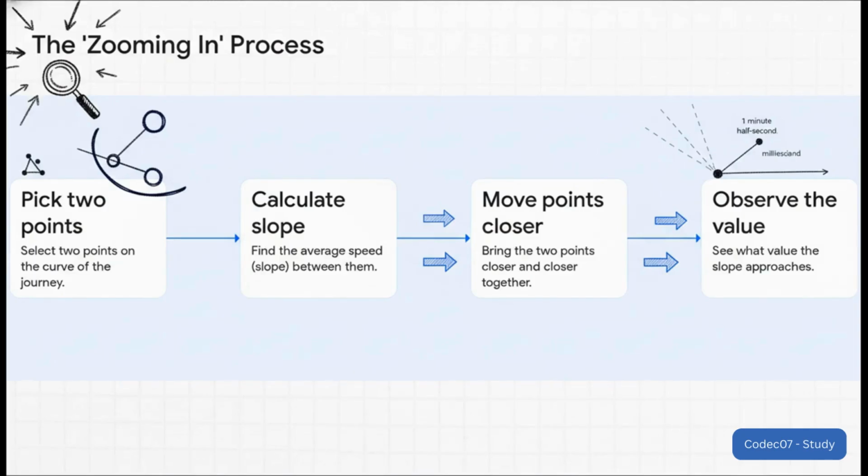So how do we get from an average to an instant? Well, the idea is just brilliant. We zoom in. We start by picking 2 points in time on our journey and calculate the average speed between them. Okay, now, what if we move those points closer together? Instead of 1 minute apart, what if they're 1 second apart? Or a half second? A millisecond? As we shrink that little gap of time, the average speed we're calculating gets closer and closer to the true, instantaneous speed at that one moment.